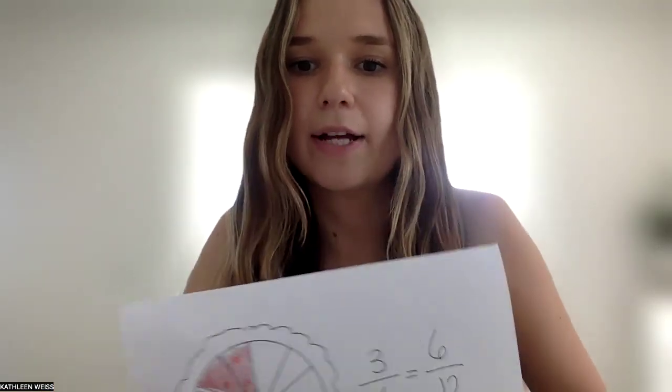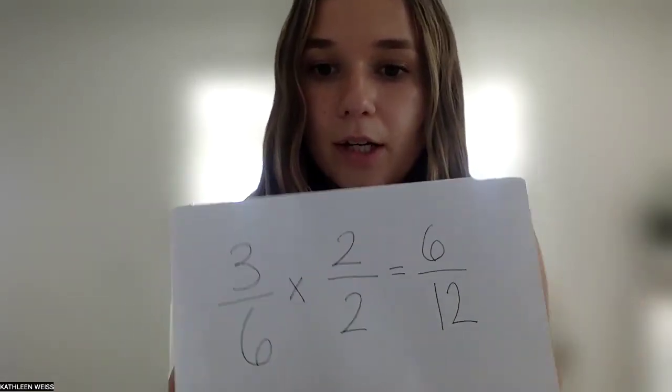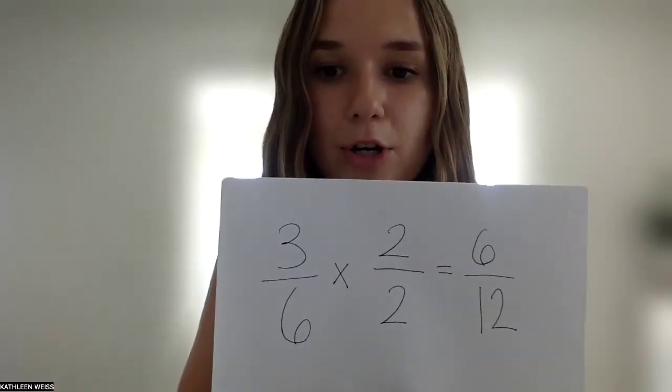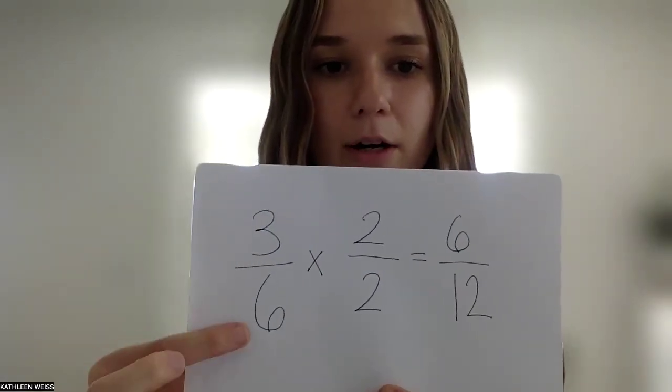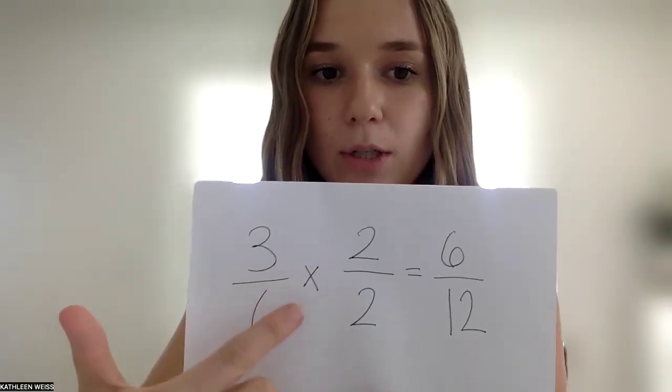Next, let's find an equivalent fraction using a simple rule or a standard algorithm. If we multiply the top number, called the numerator, and the bottom number, called the denominator, by the same number, we get an equivalent fraction. Let's try with 3/6. We multiply both the numerator and the denominator by 2.